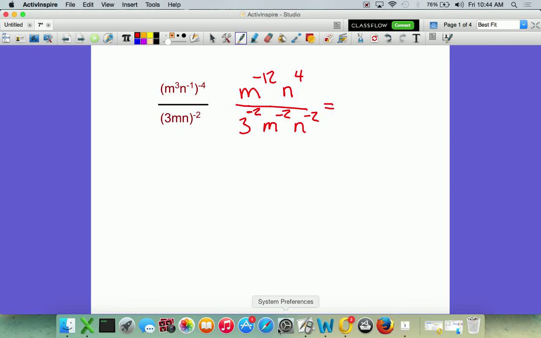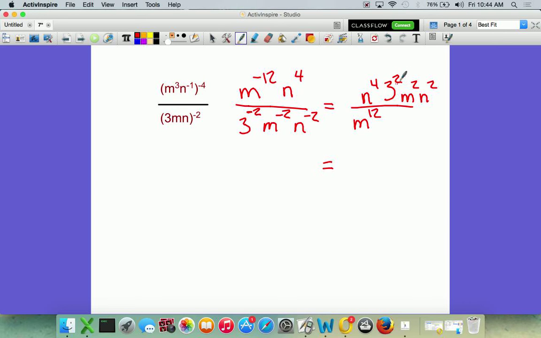Now one thing you could do after this is get rid of all of your negative exponents here. This m to the -12, move it to the bottom so that you have a positive there. N to the 4th stays. 3 to the -2, move it up to the top. Get rid of that negative. So it's 3 squared, and then we've got m squared and n squared all on the top now. And now you can simplify these much, much easier.